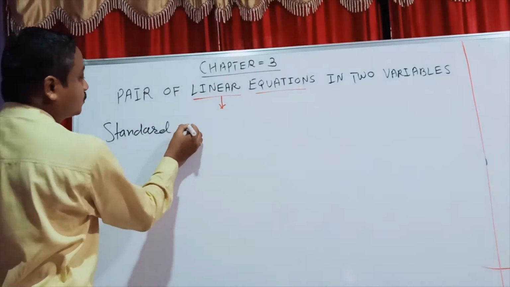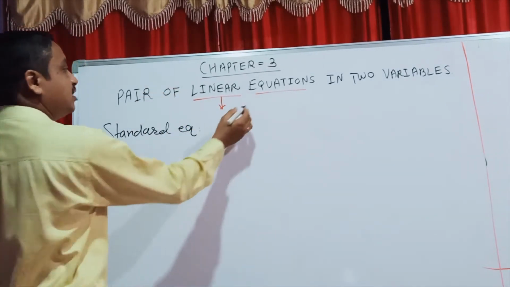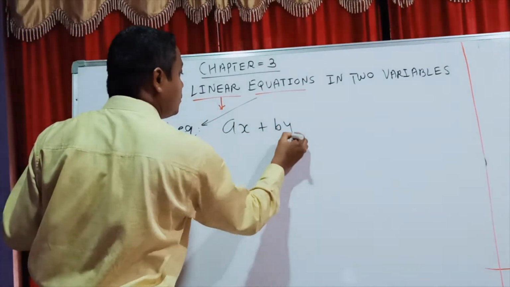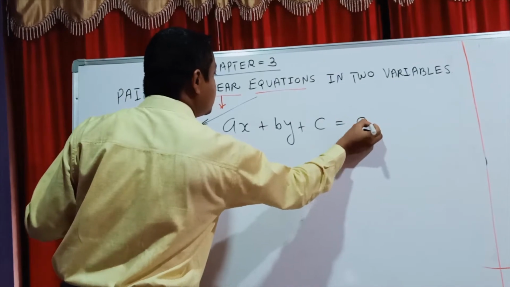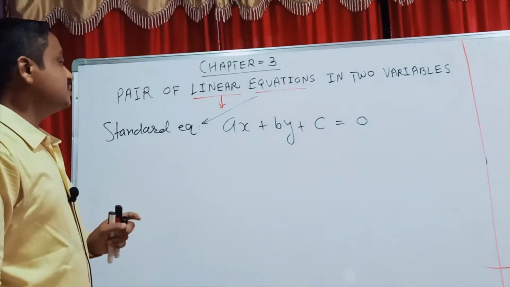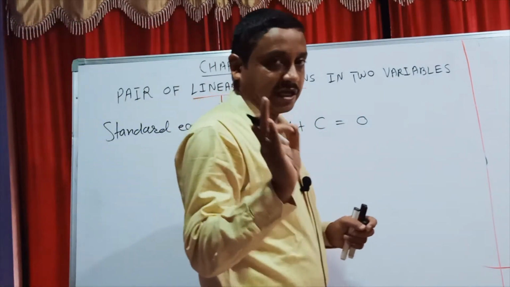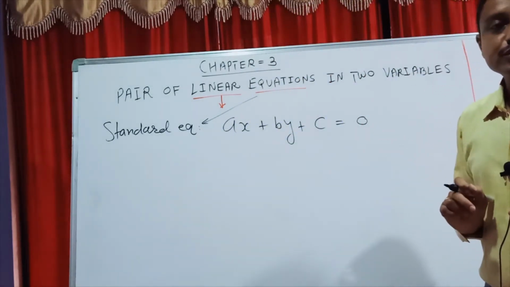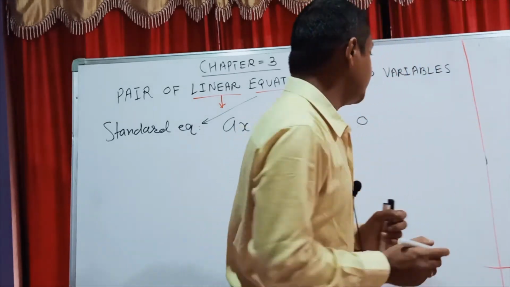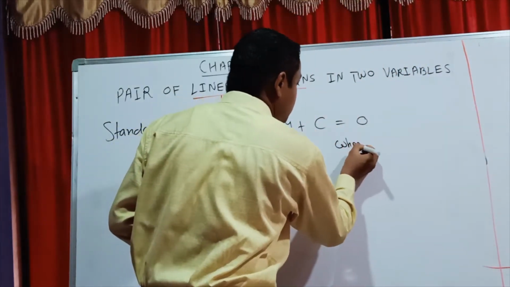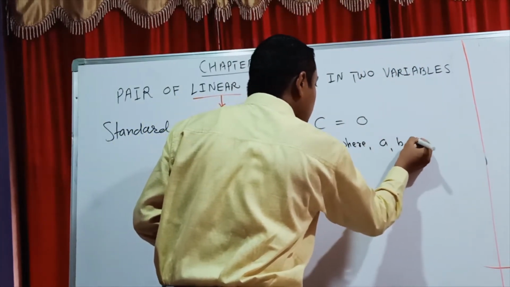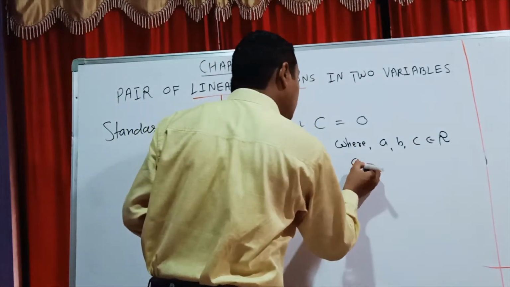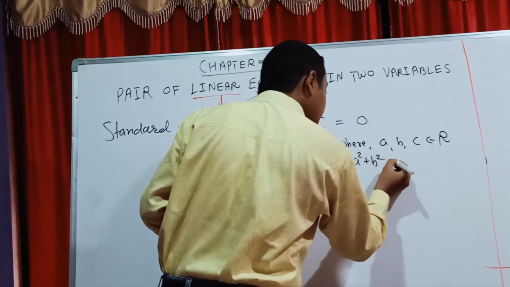the standard equation of the linear form is always ax plus by plus c is equal to 0. It is a standard equation. Ax plus by plus c is equal to 0, where students, a, b, c belong to real numbers, and the sum of a square plus b square is never 0.